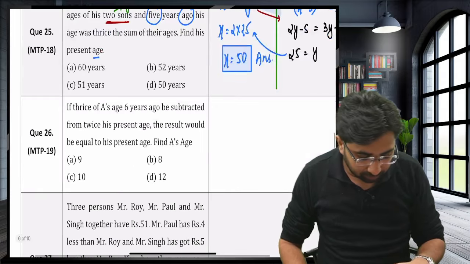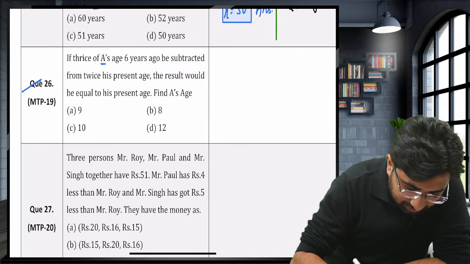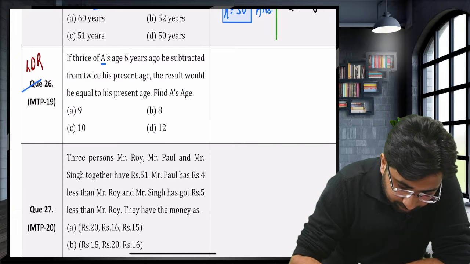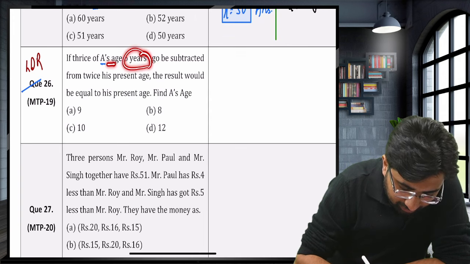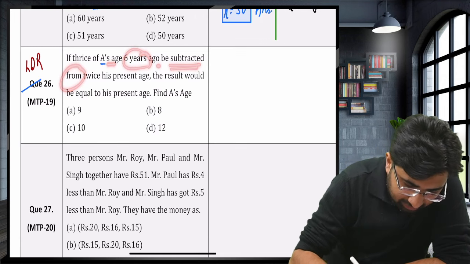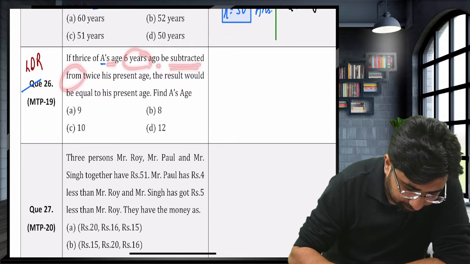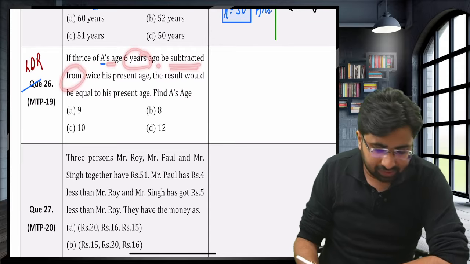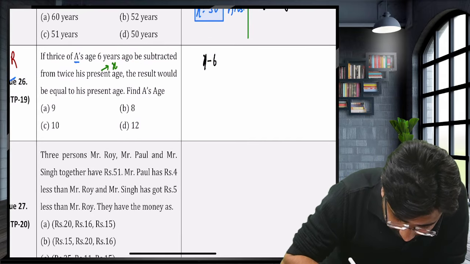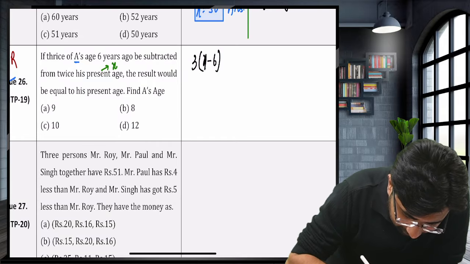Moving forward. Now, mark this as an LDR. If A's age 6 years ago is subtracted from twice the present age, let us assume the present age is x. Now, what are they saying? Thrice the age 6 years ago. 6 years ago, the age of A is x minus 6. Thrice of this is to be subtracted.